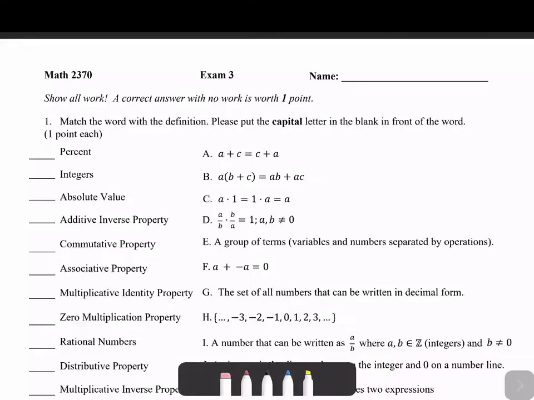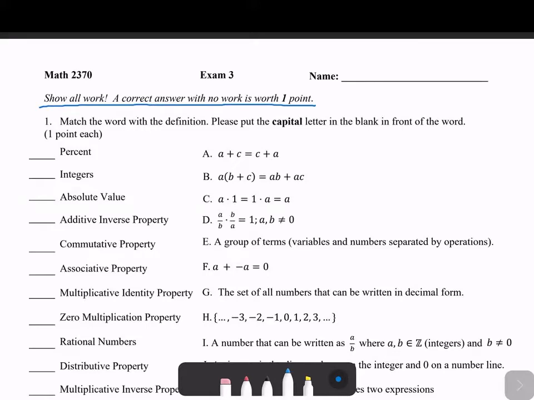Hi everyone, this is the review for exam 3. So just like the review for exam 1 and 2, this is an example of what the exam might look like with some example how many points per question. And I will point out here that as all of the exams have had, this has the directions to show all work. If you have a correct answer with no work, it's worth 1 point.